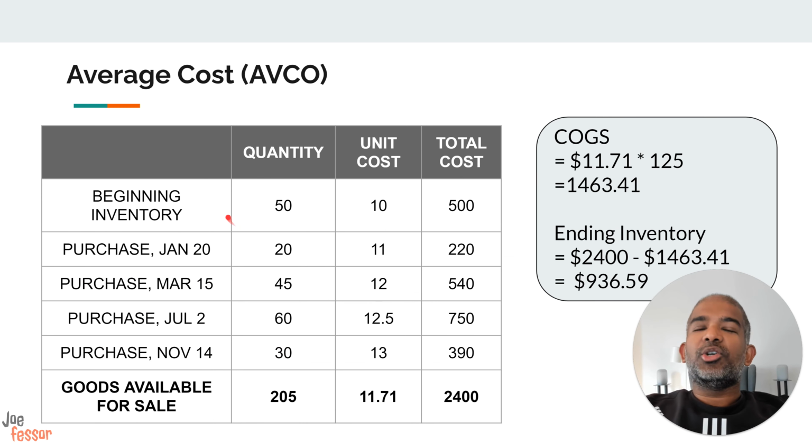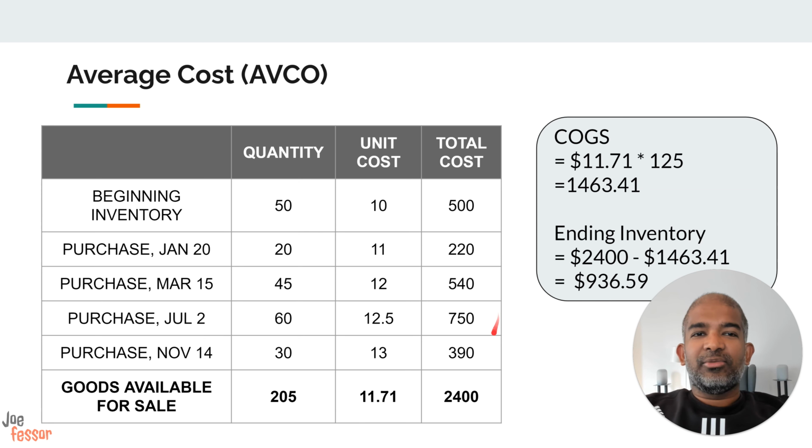Next, under the average costing method, first we calculate the unit cost of all the goods that were available for sale during that particular period. So the beginning inventory, which was valued at $10 per unit, and all the purchases which were made during the year for varying costs, you find the average, or to be more precise, you find the weighted average for all these costs. So how do you do that? 50 times 10, that's 500. 20 times 11, so that batch of purchases is valued at $220.